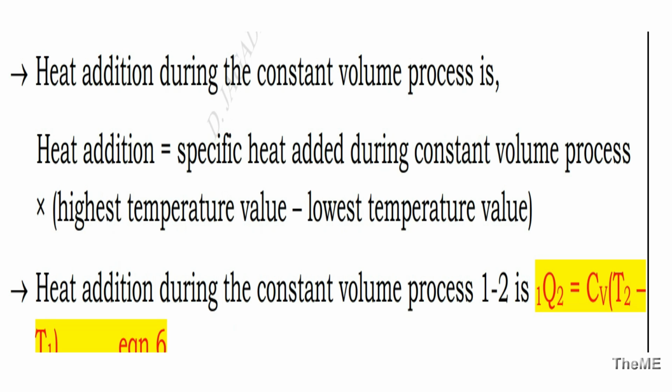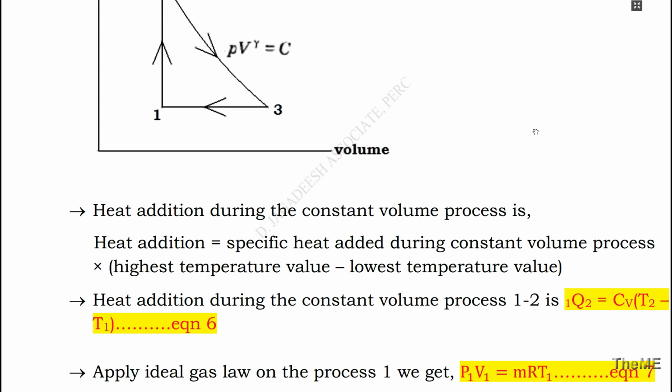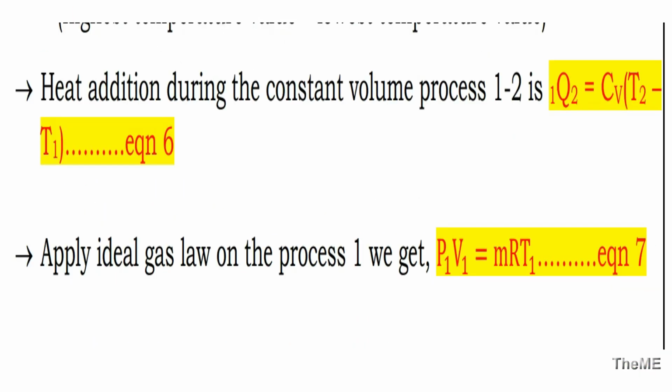So the formula for heat addition during the constant volume process 1 to 2 is Q1 to 2 is equal to CV into T2 minus T1, and consider this one as equation 6. Now look carefully in equation 6. Equation 6 cannot be simplified, but some substitutions can be done. In equation 6, CV value is constant, but T2 and T1 values are varying. So we can do substitutions for T2 or T1. Both hold the same solving method. Now I will do substitution for T2.